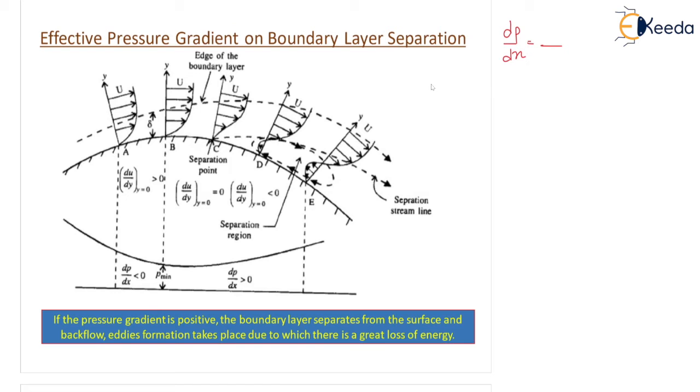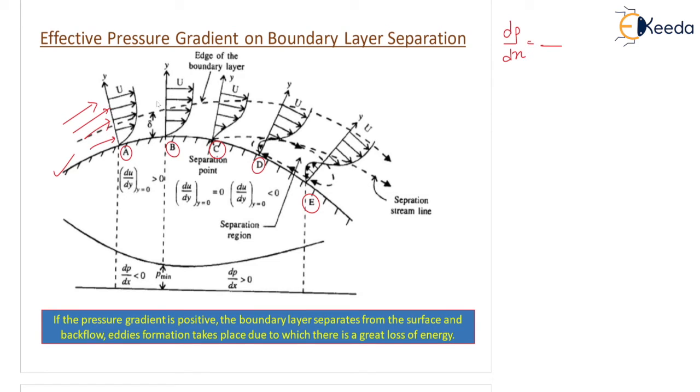First of all, what we have taken here is a fixed curved surface having points A, B, C, D, and E. Five points are taken on the curved surface, and the velocity profile is drawn here on the curved surface. This is the flow direction. You can see this is the flow direction.